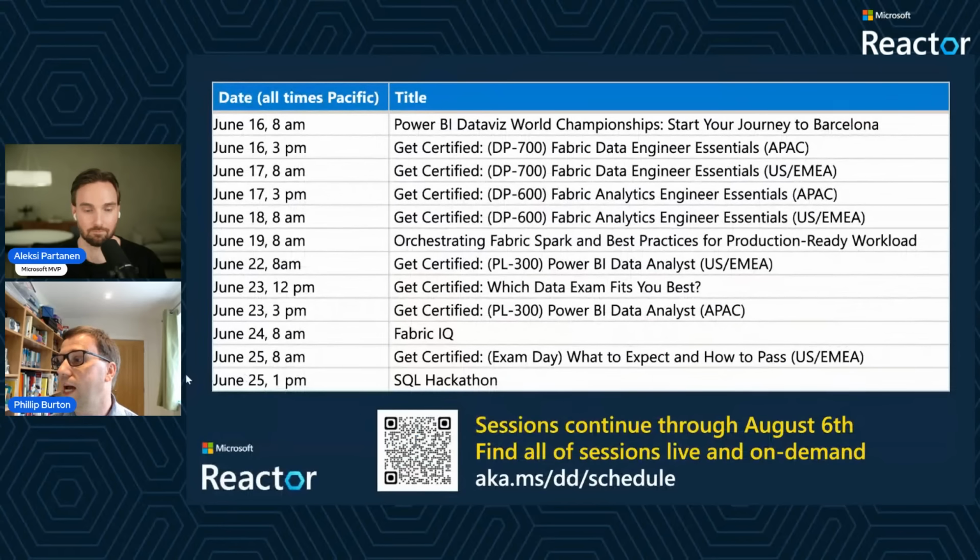So what's coming after this particular session? Well, sessions continue through to the 6th of August, and on screen you can see a few of them. Tomorrow, there's a session on the DP-600 Fabric Analytics Engineer Exam Essentials. This tests your skill in advanced DAX and an introduction to Fabric, including lakehouses and warehouses. And next week, there are sessions on the PL-300 Power BI Data Analyst Exam, which is all about Power BI Desktop and the Power BI service. And there's a session on which data exam fits you best and what to expect on your exam day and hopefully how to pass.